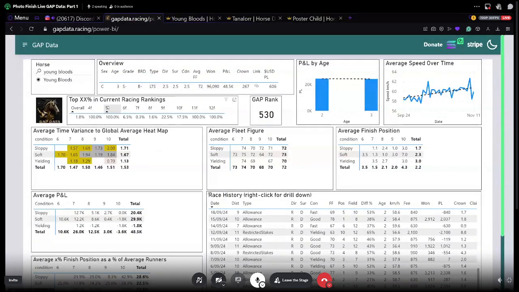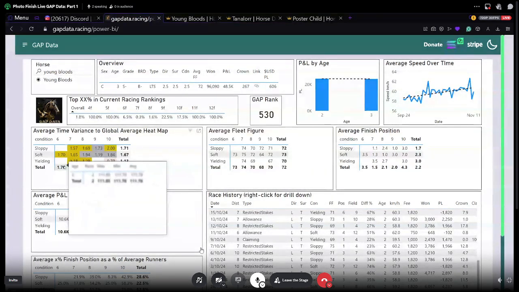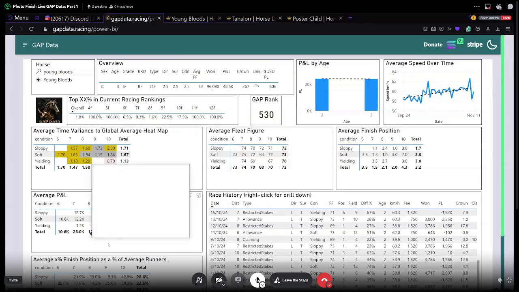You know what you named it. I didn't name it. I claimed it. Yes, you claimed it, that's right, for 10,000, I think. So left turf soft, and I'm not an expert in left turf, that's for sure. But you see, look at his stats down here.